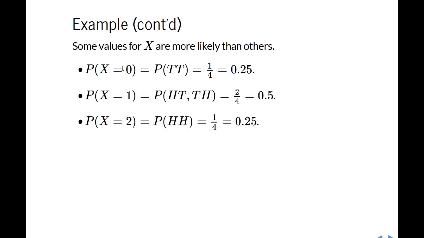The probability that X equals 0 is the probability that we toss 0 heads in two tosses of a fair coin, which is the same as the probability that we toss two tails, TT. This is 1/4, or 0.25. Likewise for X equals 2. So the random variable X can take on any value in its range, although some values may be more likely than others. In this example, X equals 1 is more likely than X equals 0 or X equals 2.